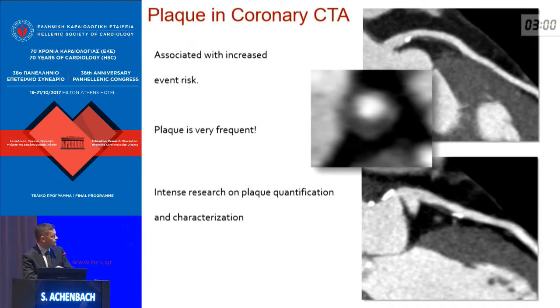So it has been shown very nicely that the presence of plaque is associated with an increased event risk. Plaque, on the other hand, is very frequent. In many patients, we find plaque. So there's intense research going on at the moment regarding plaque quantification, plaque characterization, and the prognostic implications. It's not a clinical tool at the moment, and I'm very interested to hear the lecture on the vulnerable patient a little bit later in this session to hear what we learn about cardiac CT.